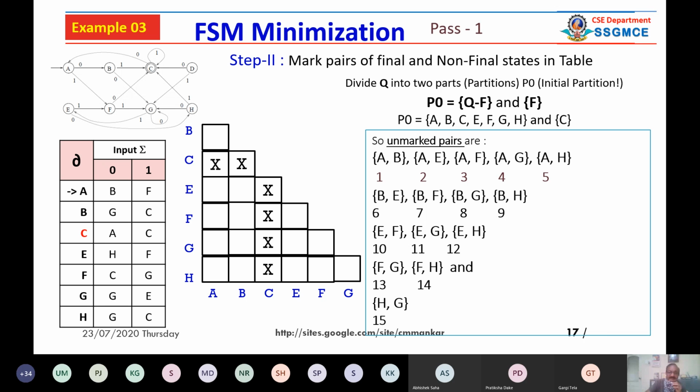So anyway, I hope you got this X means cross pairs. These are based on the initial partition P0, and we want to find partition P1. So what we will do? We have these 15 pairs, we shall test them on input 0 and 1, where they transit, in which state they switch. So in this way, 15 pairs are marked. So I am going ahead.